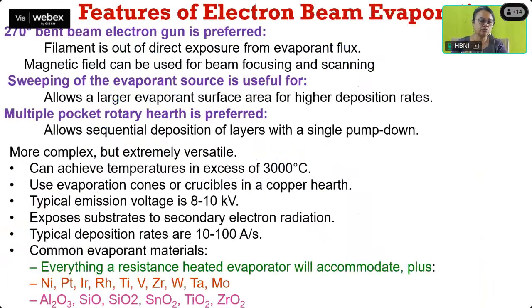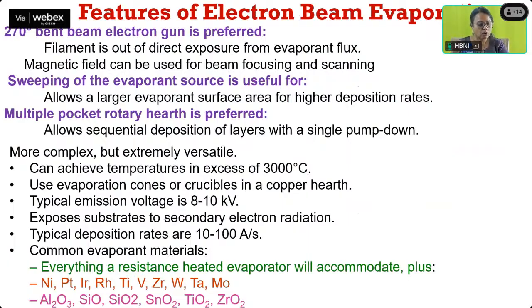Now a feature is like this: a 270 degree bent electron gun is preferred. So the filament is out of direct exposure from the evaporated flux. A magnetic field can be used for beam focusing and scanning. Scanning means if we have 2 crucibles, we can scan. Sweeping of the evaporant source is useful for alloys, and a larger evaporant surface area gives a higher deposition rate. Multiple pockets are preferred to allow sequential deposition of layers with a single pump down. Single pump down means once the vacuum is there, we can have sequential deposition of layers for the formation of multilayers.